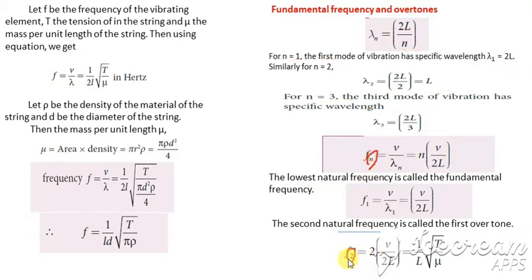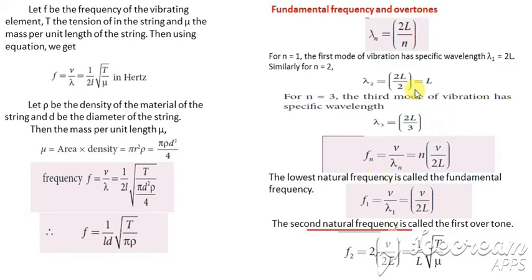So f of 2 is equal to 2 into v divided by 2L. The 2 cancels, and we get v divided by L. Okay, so now we write the value of v. Just now we saw that v is root of T divided by mu. So substituting that value we get 1 by L into root of T divided by mu. So this is for the second frequency.